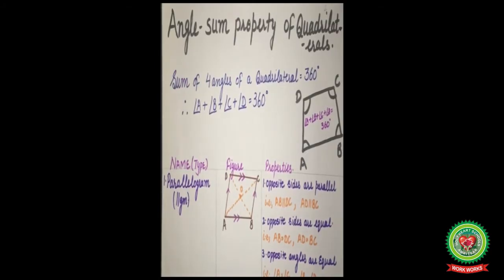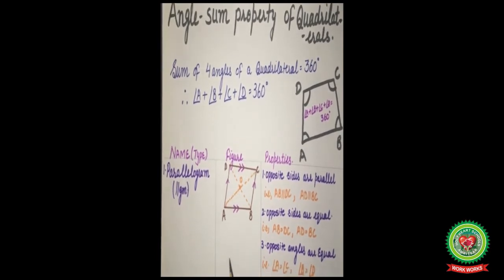Now students, let us discuss the different types of quadrilateral. The first type that we are going to discuss is a parallelogram. So what is a parallelogram? A parallelogram is a closed four-sided figure whose opposite sides are parallel. This is the first main property of a parallelogram, that its opposite pairs of sides are parallel. That is, AB will be parallel to DC and AD will be parallel to BC.